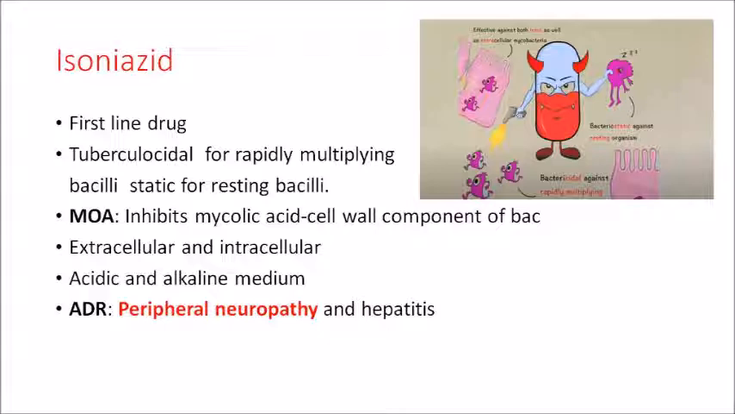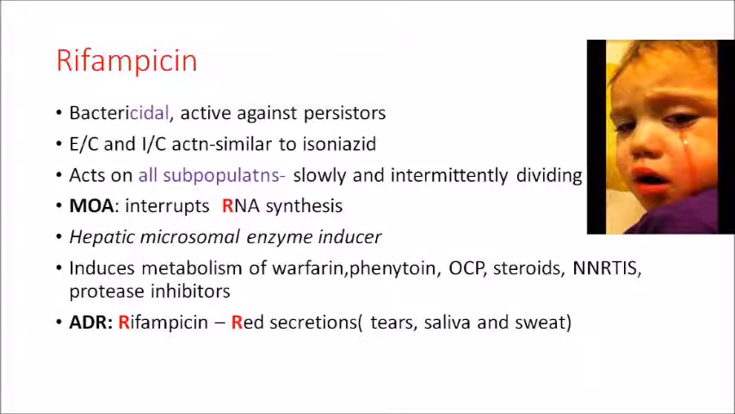Okay. Why I said head? Because it is showing many neural symptoms like psychosis and even seizures are seen, but those are less common side effects. Peripheral neuritis is the commonly encountered side effect. So peripheral neuritis, you should remember isoniazid. Next first line drug is rifampicin.